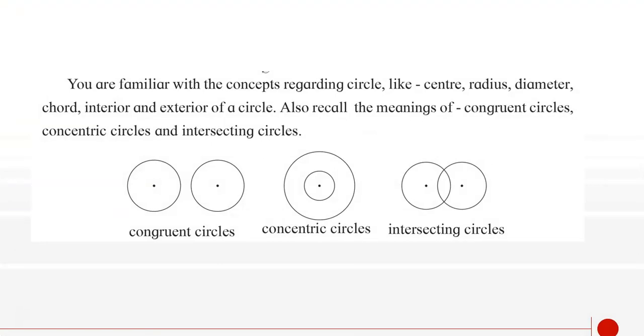You are familiar with the concepts regarding a circle, like center, radius, diameter, chord, interior and exterior of a circle. Also recall the meanings of congruent circles, which are shown over here. Congruent circles, exactly the same. Concentric circles, one inside the other. And intersecting circles, circles which meet each other.